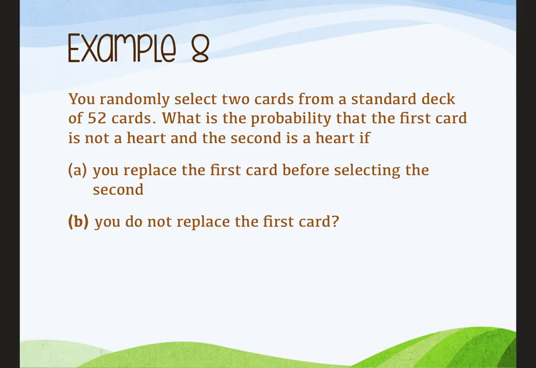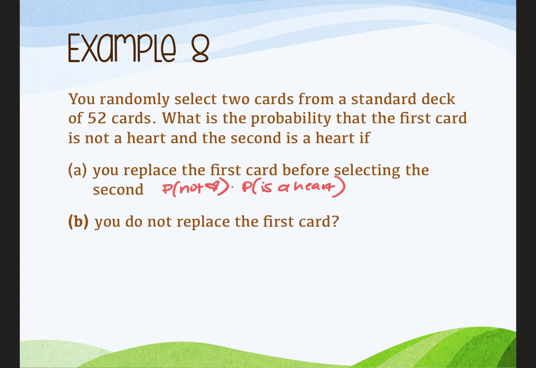And then this last one, do you have this one? Yeah, okay. You randomly select 2 cards from a standard deck of 52 cards. What's the probability that the first card is not a heart and the second is a heart? And there's 2 different questions here. In A, you replace the first card. So if I replace the first card, this is independent. So I want the probability that the first one is not a heart times the probability the second is a heart.